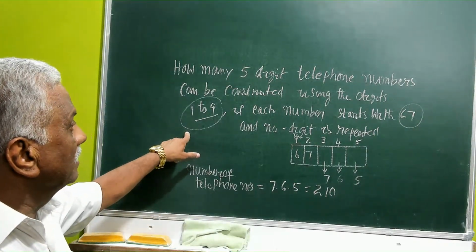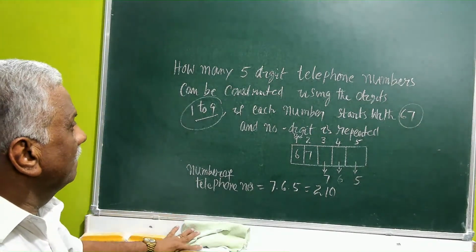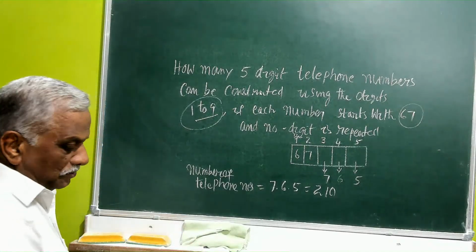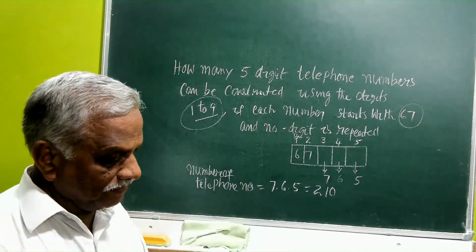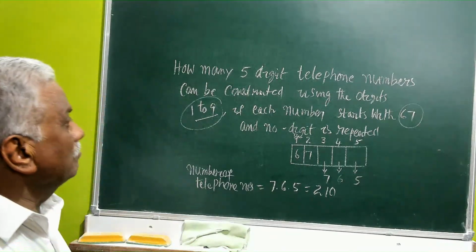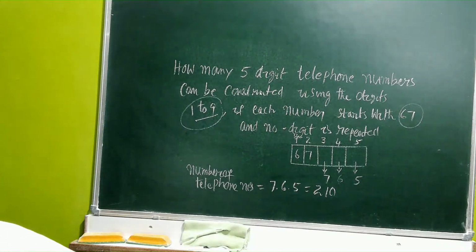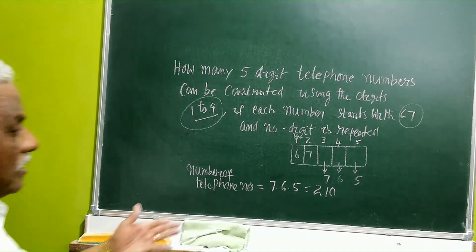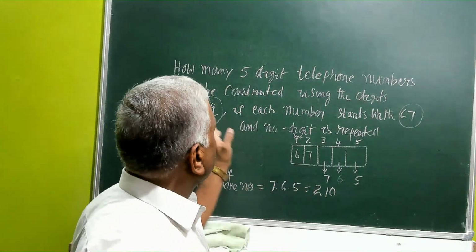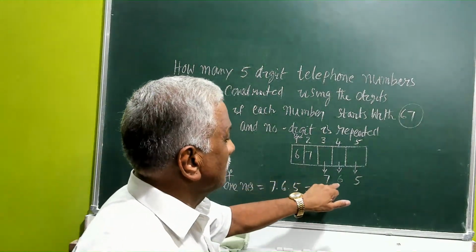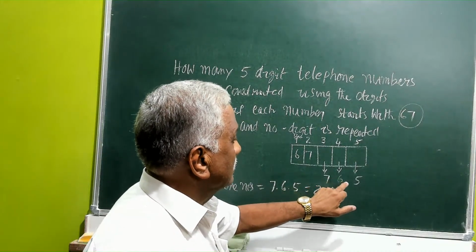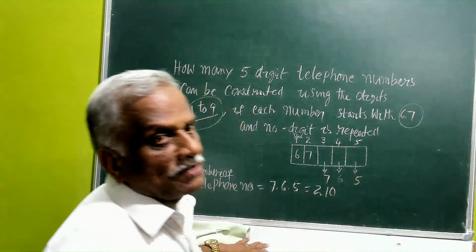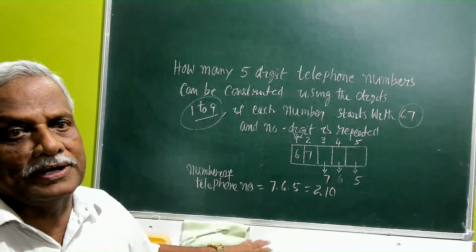1 to 9, there are 1, 2, 3, 4, 5, 6, 7, 8, 9. There are 9 numbers. Out of these 9 numbers, 2 are used. Therefore, it's okay. Out of the 9 numbers, 2 are used. So you have got 7, first box in 7 ways, second box in 6 ways, and third box in 5 ways, because no number should be repeated. Okay.